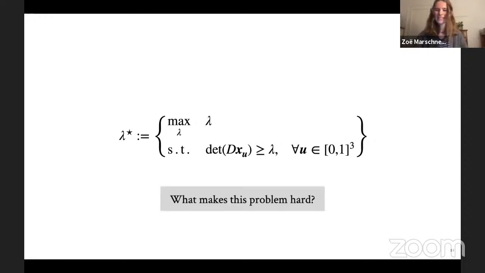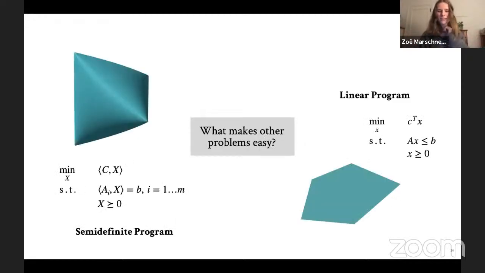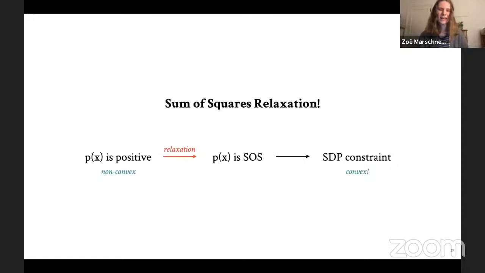So first, let me talk a little bit about why this problem is not the easiest in this form. It has a polynomial inequality constraint, which in general is not an easy constraint to solve. To understand why this is hard, we have to look at why other problems are easy. Some of the typical easier problems in optimization are linear programming and semi-definite programs. And the big thing that makes these two problems easy is their convexity. They are both over convex feasible sets. On the other hand, our polynomial inequality constraint is not convex.